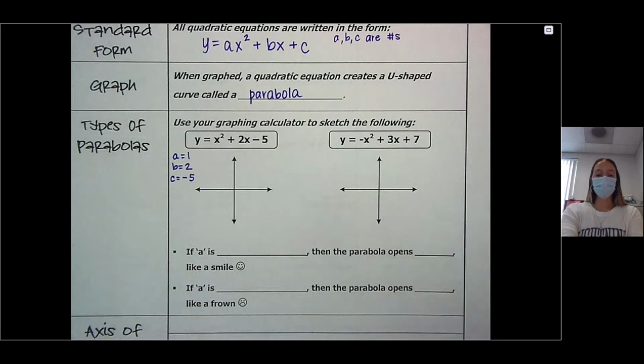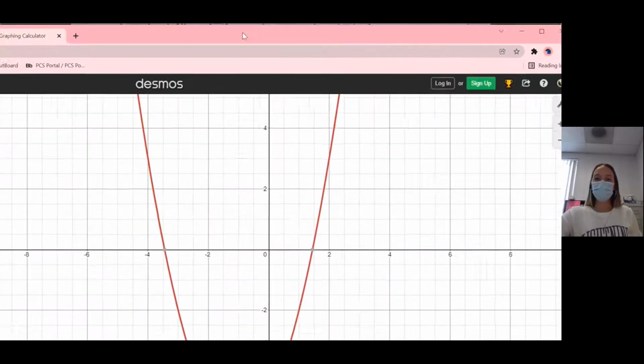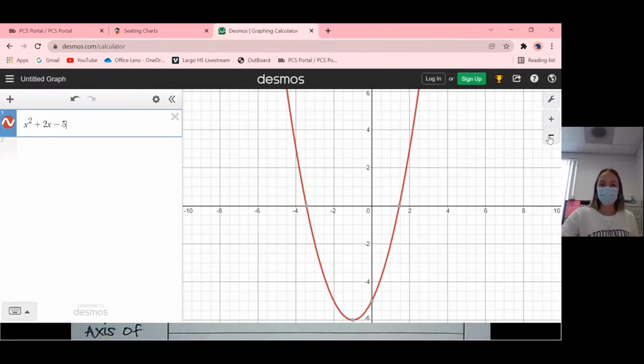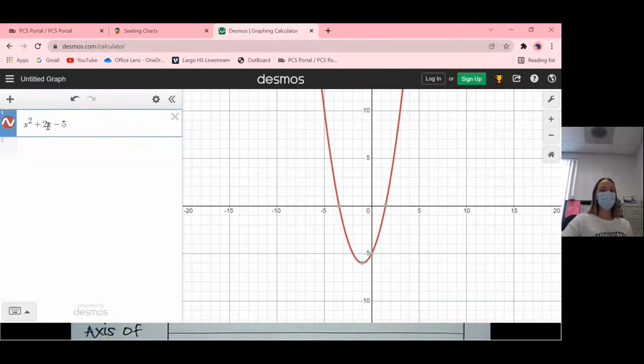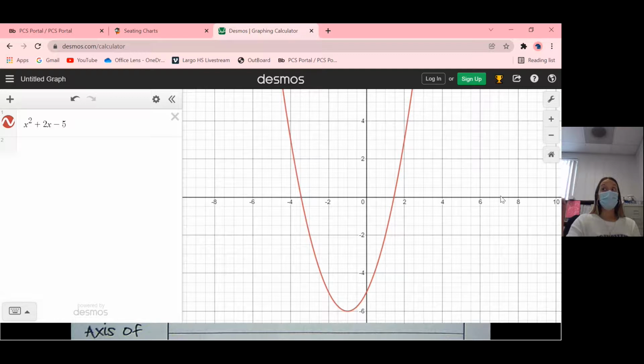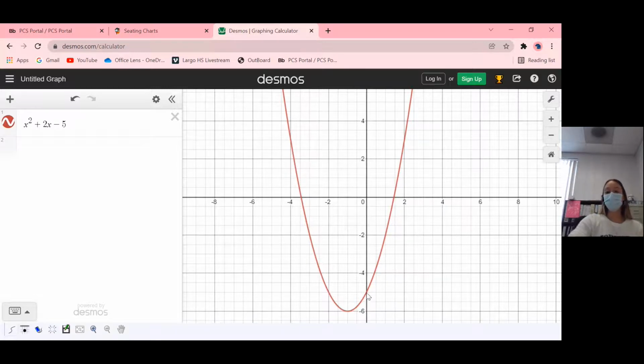Before we do that one, let me show you a graph. Here's what this equation looks like. Okay. X squared plus 2x minus 5. So where do you see the minus 5 in this graph? Where is it located? On the y-axis. Good. So this negative 5 is right here. So it's where it's crossing this y-axis. Very good.